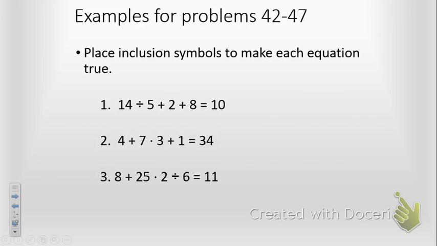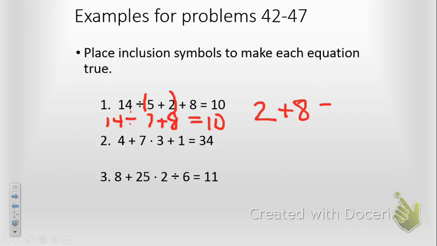Well, if I try to put brackets around 14 divided by 5, I know that that's not going to give me a nice answer. So let's just try 5 plus 2. That would give me 14 divided by 7 plus 8 equals 10. Now we'd have to divide, so I'd get 14 divided by 7, which is 2. 2 plus 8 equals 10, which is true. 10 equals 10, so we have got that one correct.